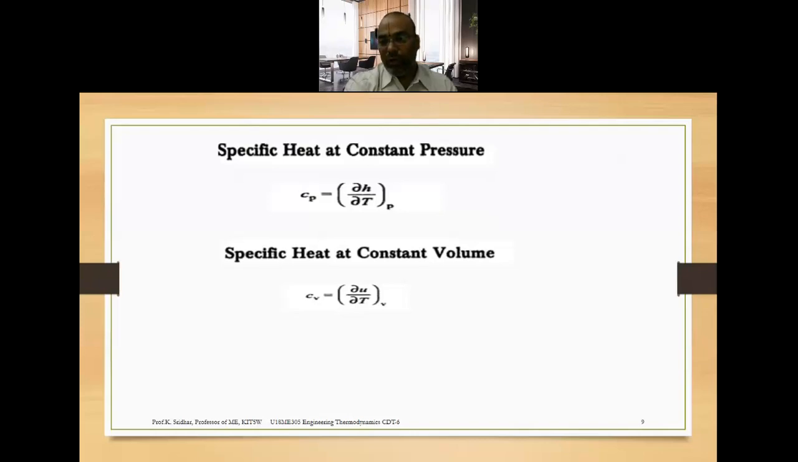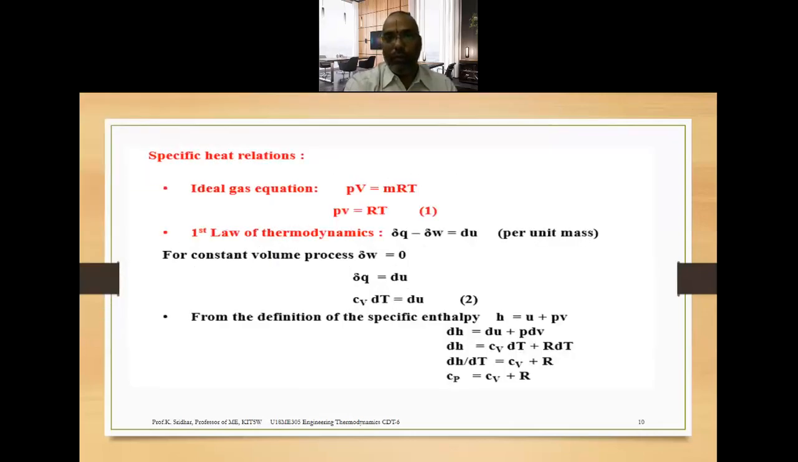What is common is the denominator. That is, the change in the temperature is common. The only thing is that the numerator changes from the change in enthalpy to the change in internal energy, from constant pressure to constant volume. So for the ideal gas equation, you know that PV is equivalent to mRT, and whenever we have the specific volume, PV is equivalent to RT.